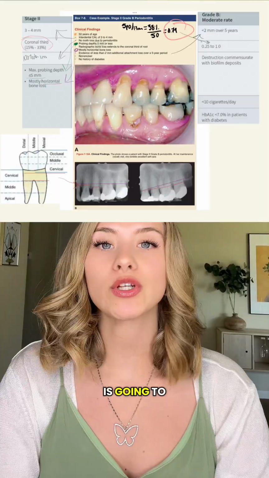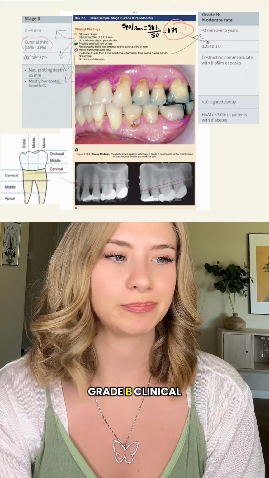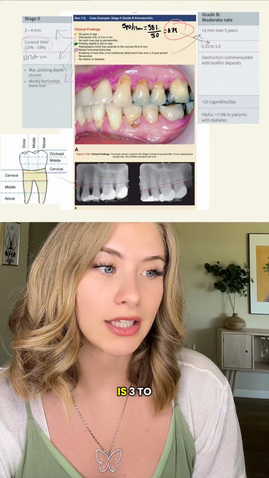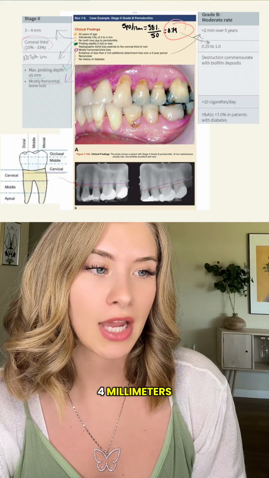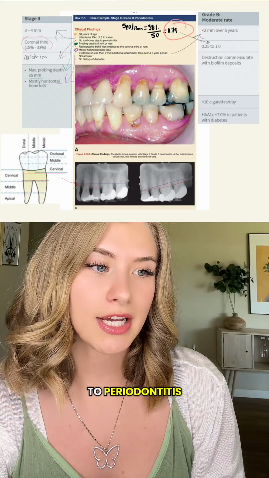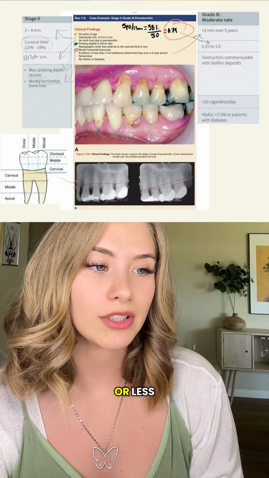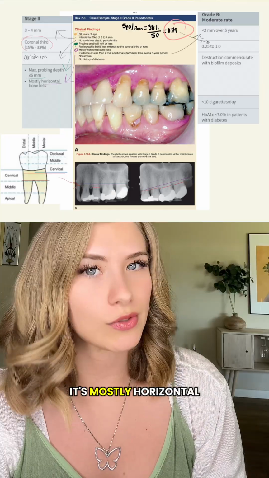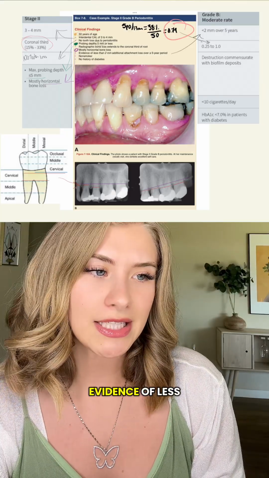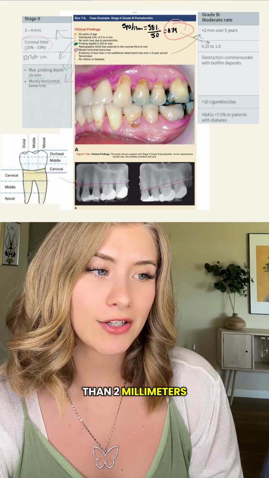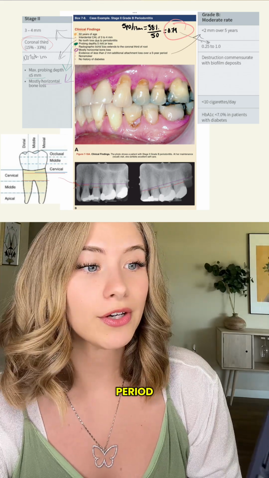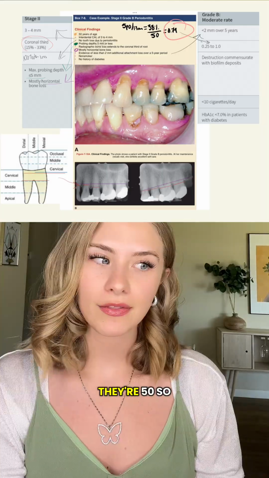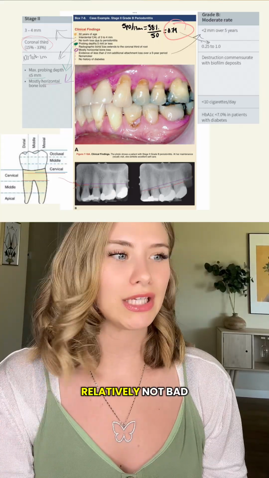This next patient is going to be stage 2, grade B. Clinical findings: they are 50 years old. Their interdental CAL is 3 to 4 millimeters. They do not have tooth loss due to periodontitis. Their probe depths are 5 millimeters or less. Radiographic bone loss extends to the coronal third of the root. It's mostly horizontal bone loss. Evidence of less than 2 millimeters additional attachment loss over a 5-year period. And they are a non-smoker with no history of diabetes. They're 50, so relatively not bad.